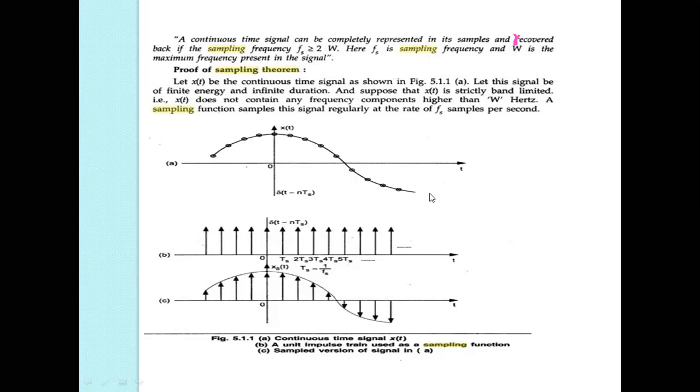Let us assume x of t is a continuous time signal, and we take the impulse train. Individual impulse signals can be added, and we call it an impulse train. Combining these two functions, we get x of t times the sum over n from minus infinity to infinity of delta of t minus n Ts, so modulated. Now this continuous time signal is converted into a discrete time signal after the sampling.